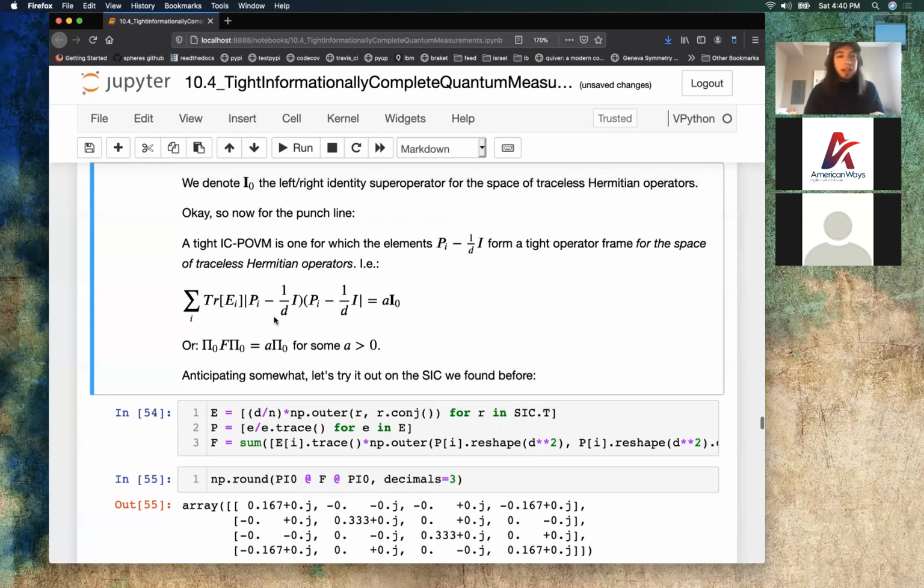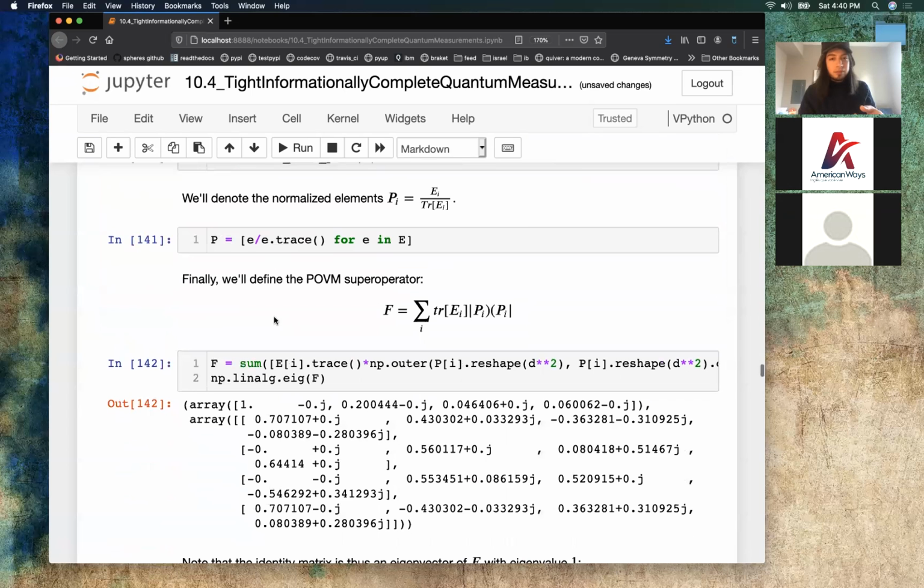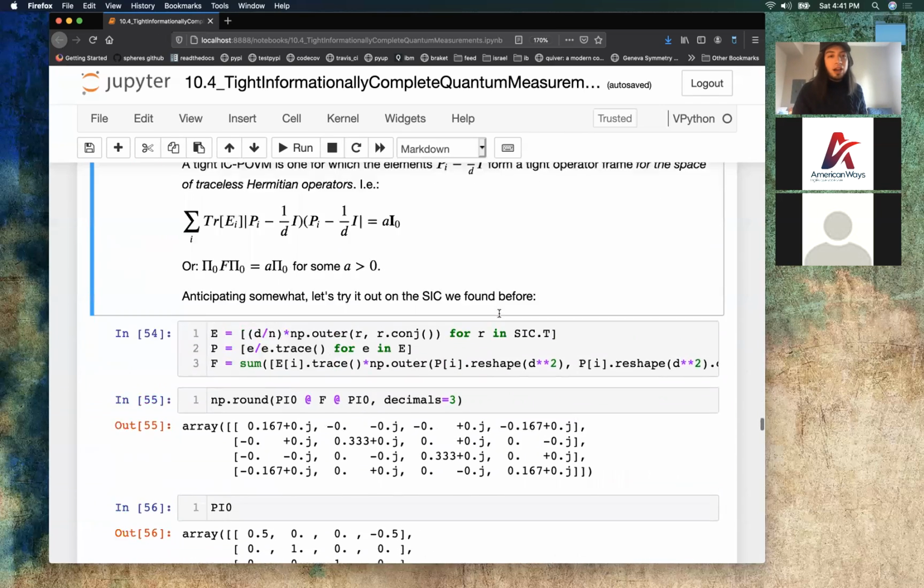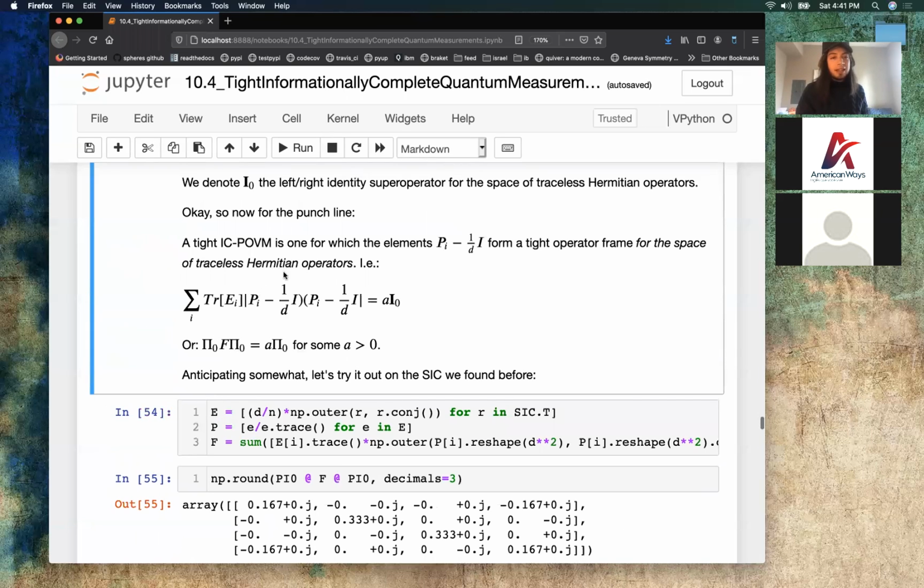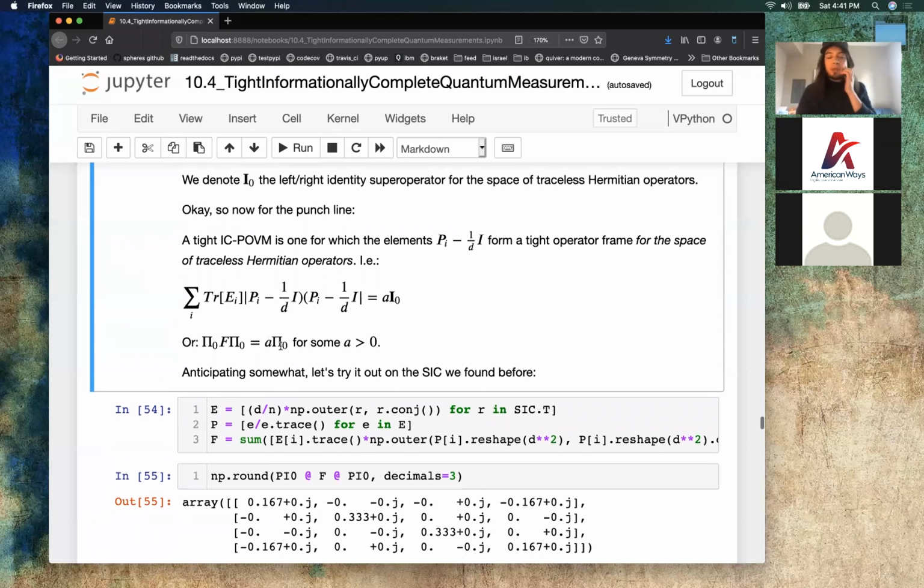If we recall the definition of F here, if we act with pi0 on the left, this P is going to turn into P minus I over D. When we act with pi0 on the right, this is going to turn into P minus identity over D. And so this is going to end up being just this. And what is this identity on the space of traceless operators? It's just going to be that projector, which projects onto that subspace.